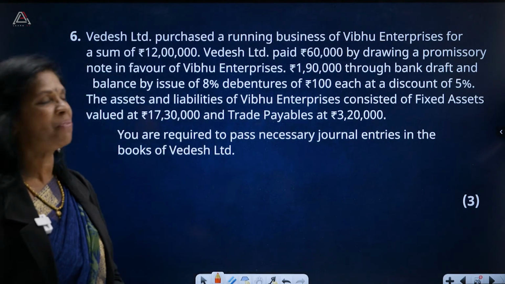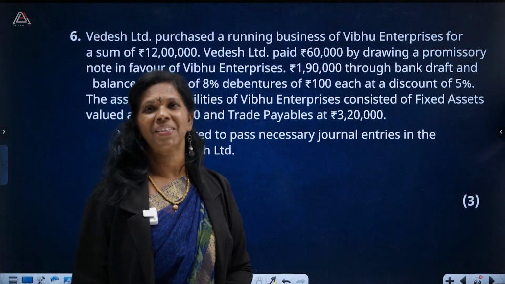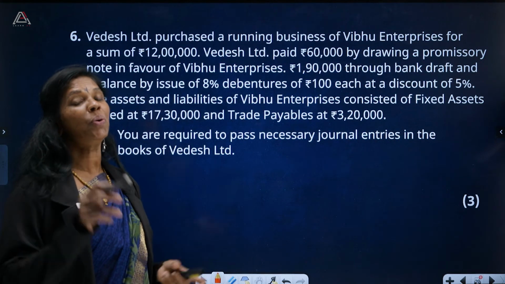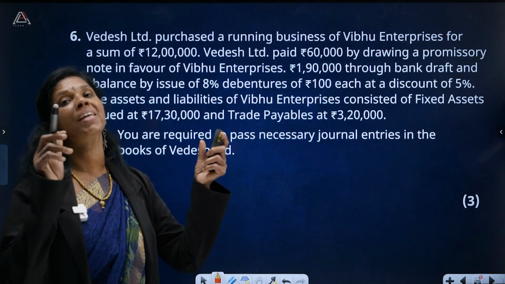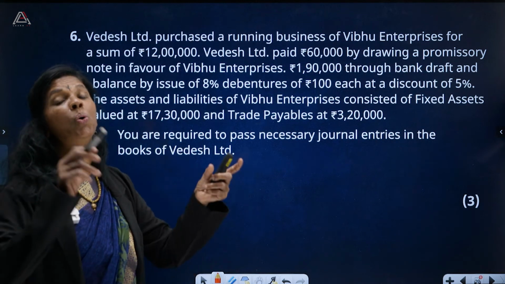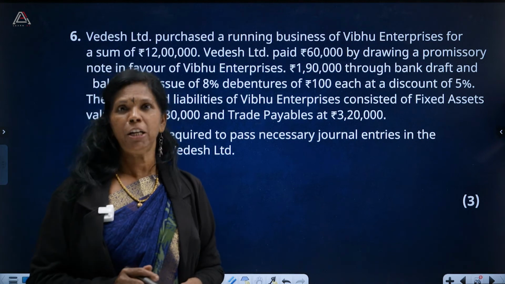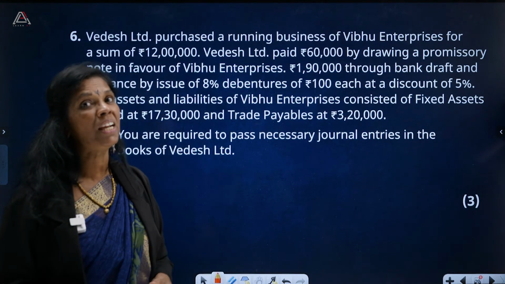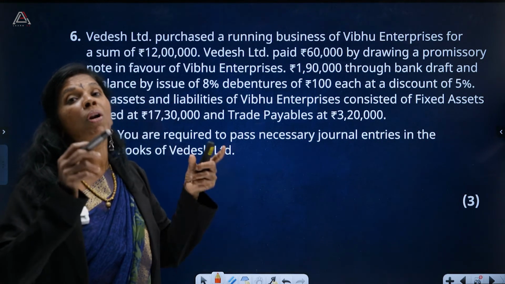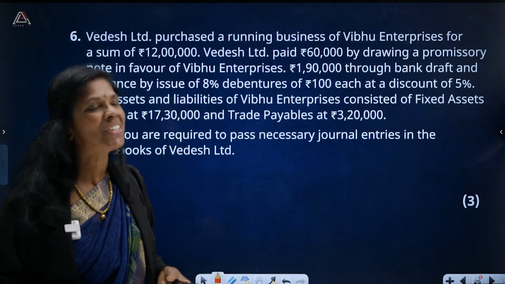Then try to understand the question fast. Videsh Limited purchased a running business of Vibhu Enterprises for a sum of rupees 12 lakh. Here, try to understand who is the buyer and who is the seller. Videsh Limited purchased a running business. So, who is the buyer of this business? Videsh Limited. A running business of Vibhu Enterprises. Who is the seller or vendor? Vibhu Enterprises. How much is the purchase consideration paid by Videsh to Vibhu? 12 lakh.